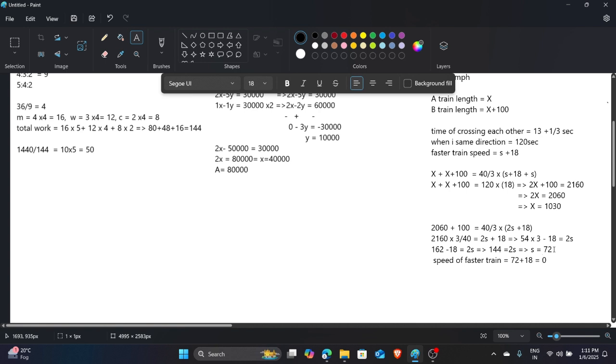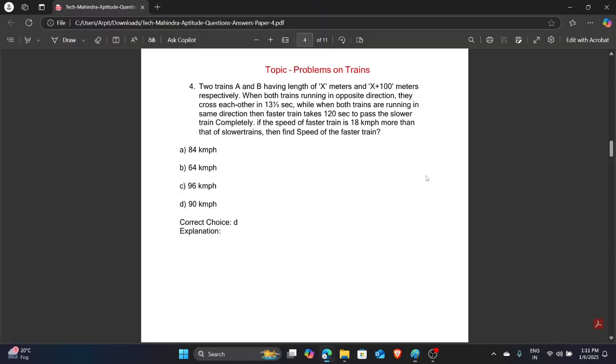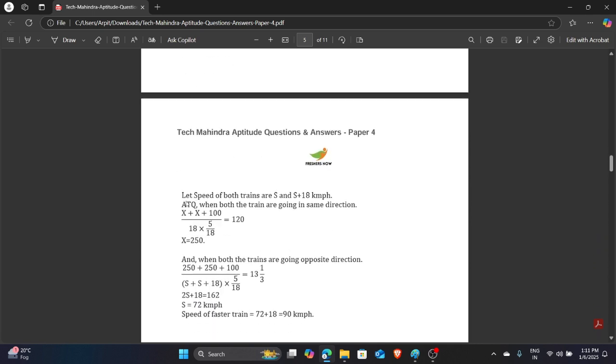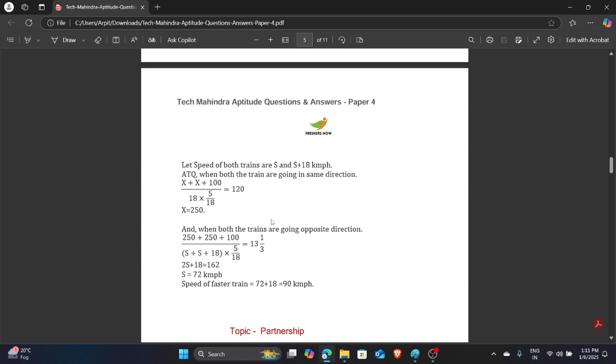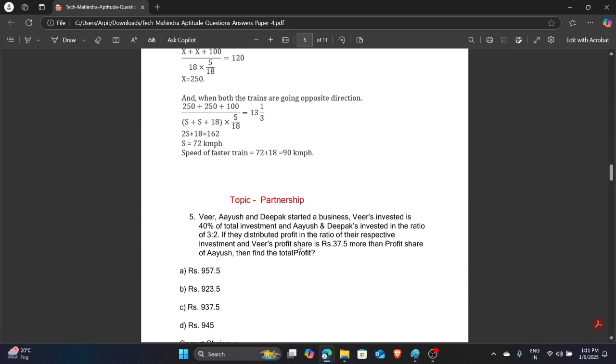No, it is not 100. 1 plus 2, 9, so it is 90. Yes, D is the answer, and we can match it in the options also, D is the answer. And this way they had done it. So if you want, just pause the video and try to understand their method.